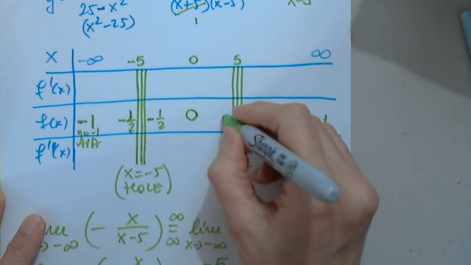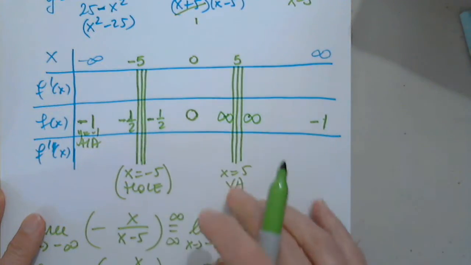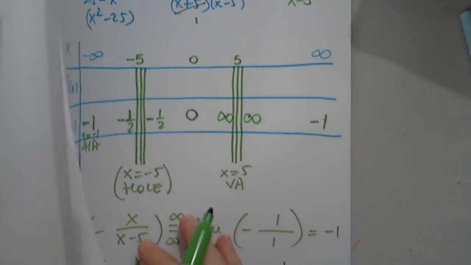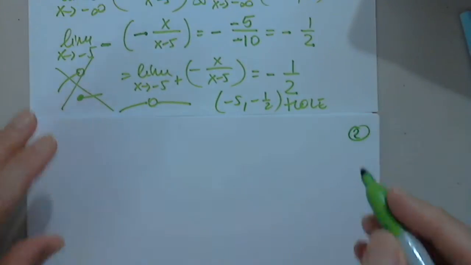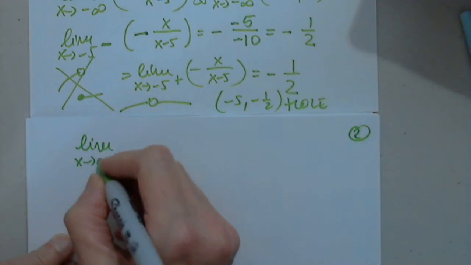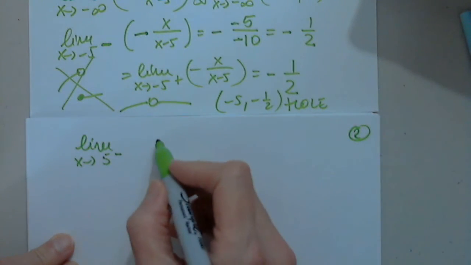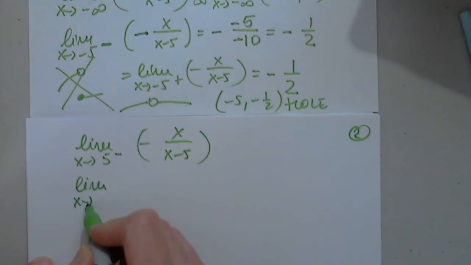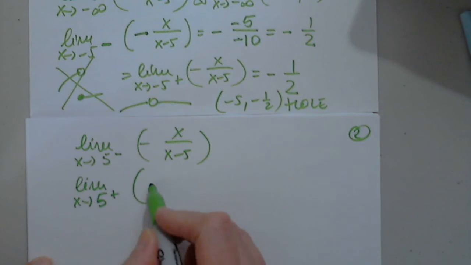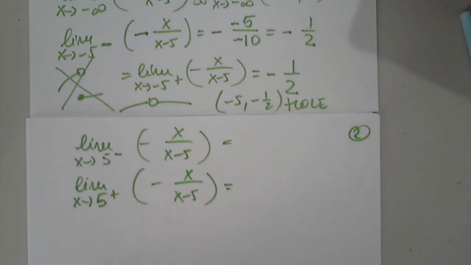One last step here, left and right. These will be infinities, no doubt. But I don't know the sign, so I have to calculate the limit to determine the sign there. Okay, I'm on page 2. So limit as x approaches 5 from the left of -x over x minus 5, and limit as x approaches 5 from the right, -x over x minus 5. Can anyone give us those answers?